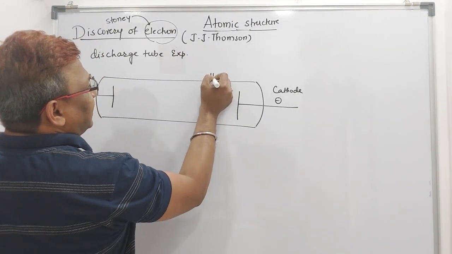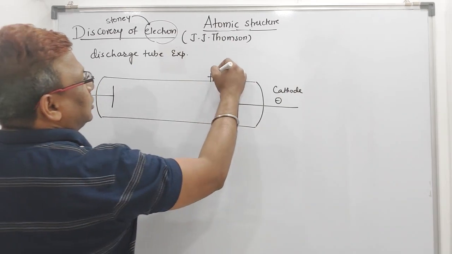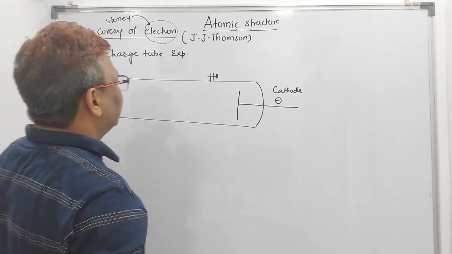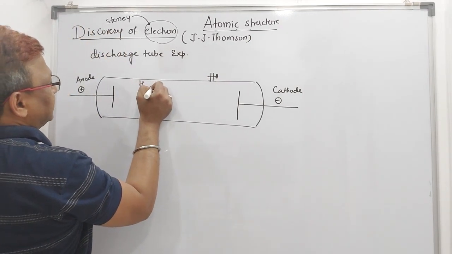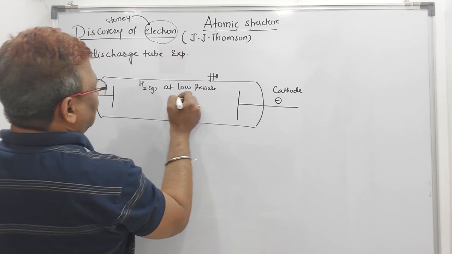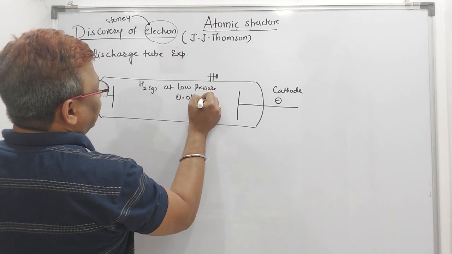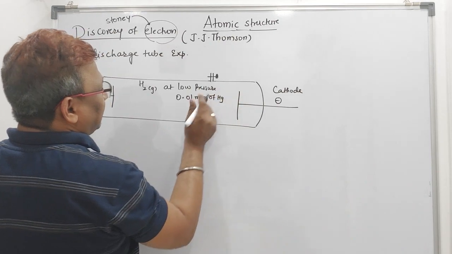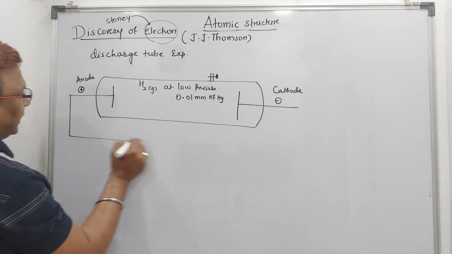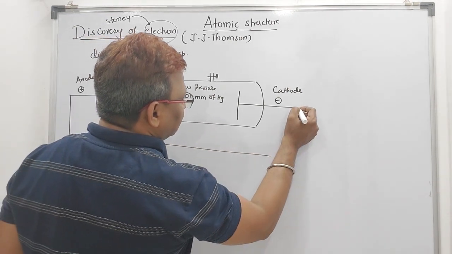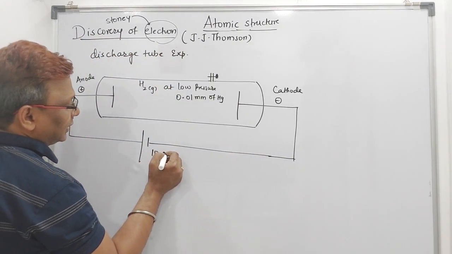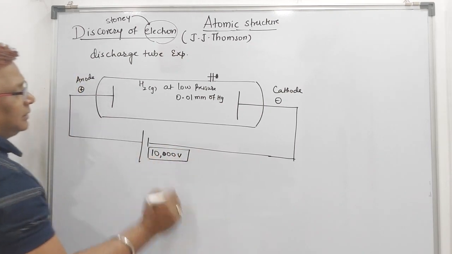To fill the gas, we have an inlet here with a knob to maintain the pressure of the gas present inside the tube. Let us say I am taking hydrogen gas here, and that too at low pressure, that is 0.01 mm of Hg. Beta, mm is called a millimeter of mercury, that is a unit of pressure, and both these electrodes are attached to the battery, and from the battery we are sending current at high voltage, nearly 10,000 volts.